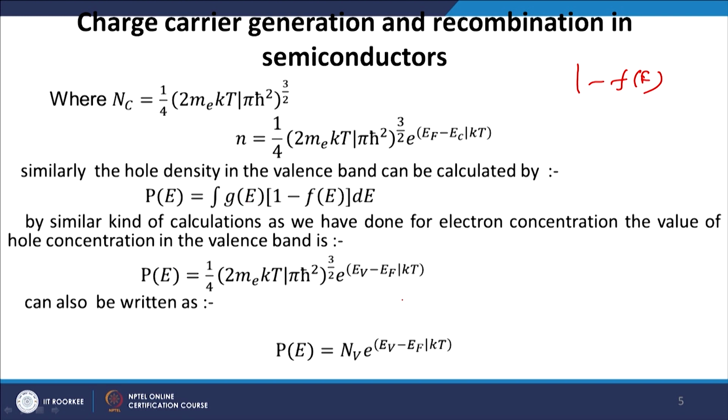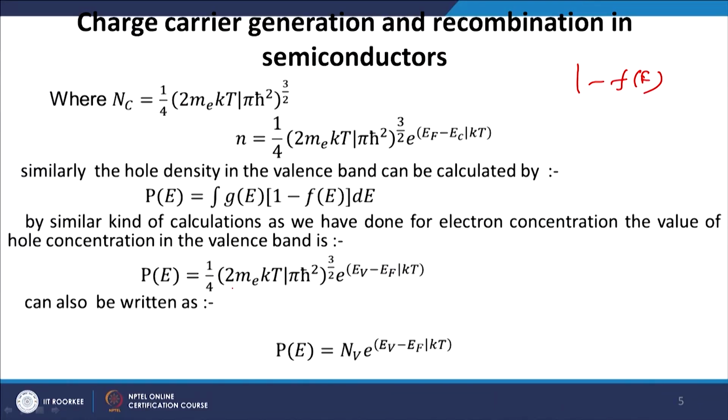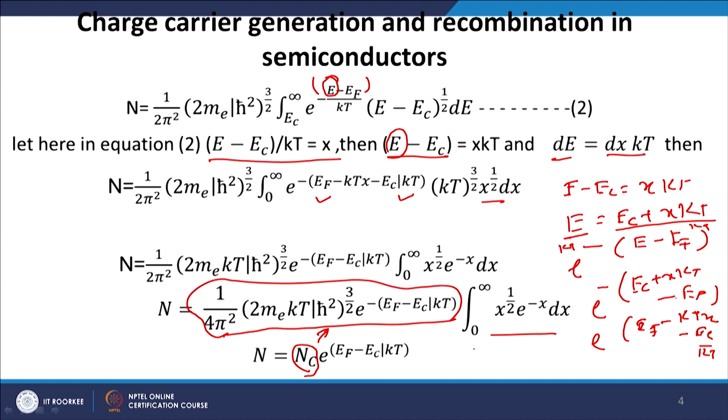And by following the same treatment as you have done in the case of the electron, we can also find out the concentration of the hole in the valence band, where p is 1 by 4 (2 m e kT by pi h bar square) to the power 3 by 2 e to the power (Ev minus Ef) by kT. It can also be written as p is equal to Nv e to the power (Ev minus Ef) by kT.